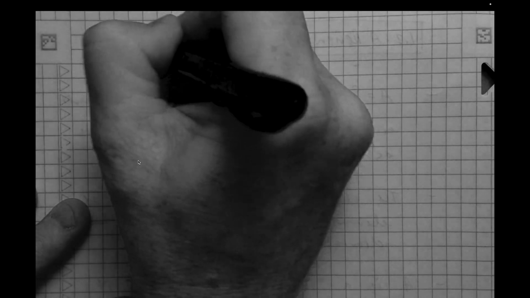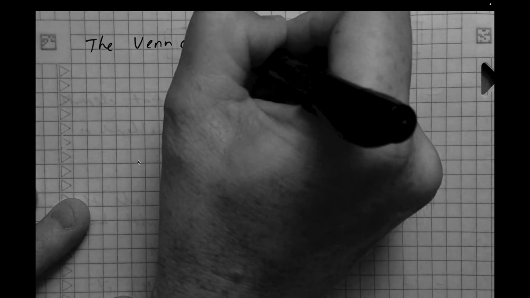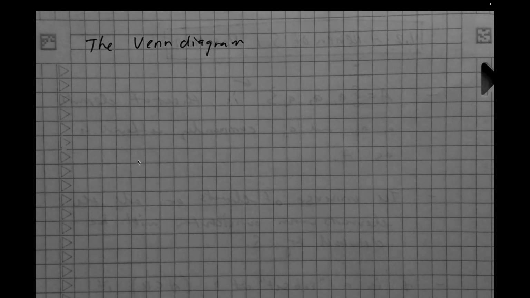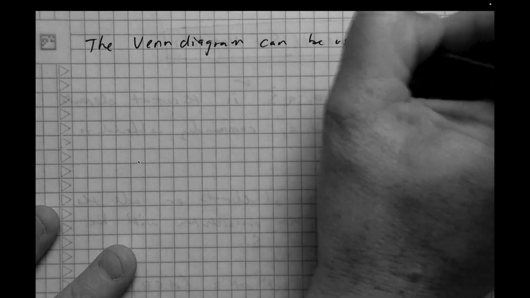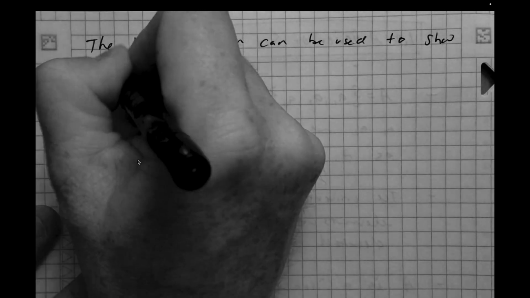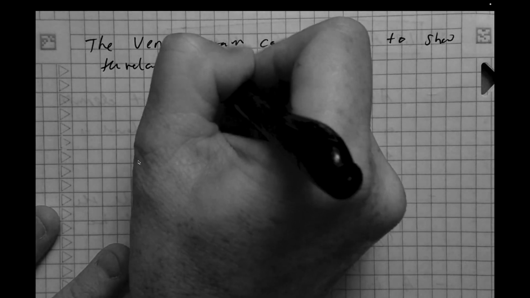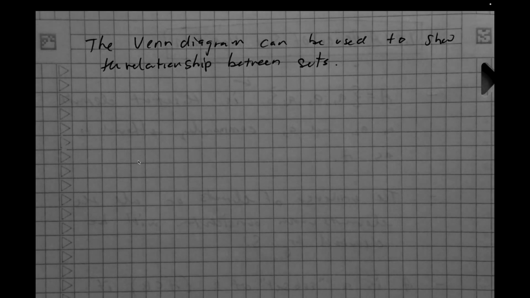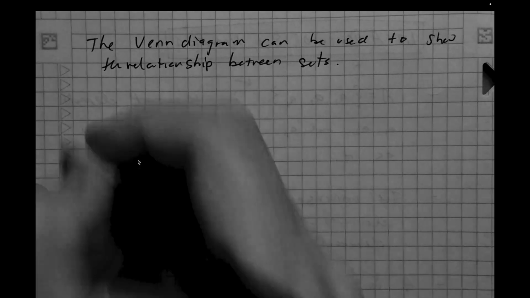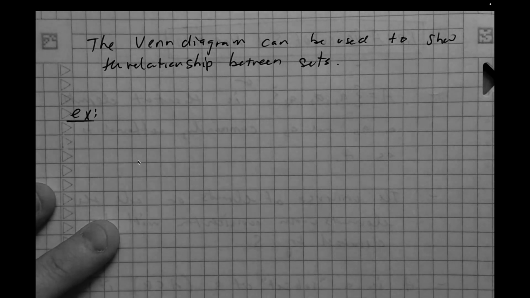So the Venn diagram can be used to show the relationship between sets. Now we'll use it frequently when reasoning about set relationships, right? So as we get into some problems, we may have to think about set relationships, and in doing so, we will rely on Venn diagrams. And so let's take a look at a few examples here, just to refresh our memory.